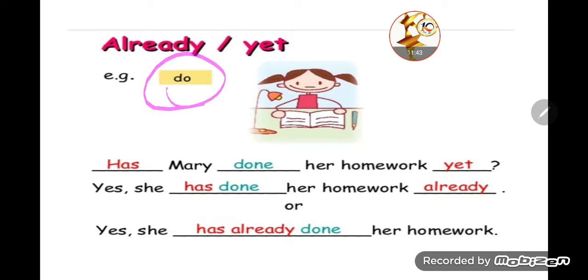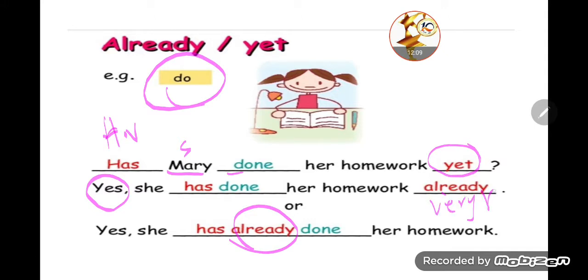Now let's take an example about the verb do by using what, the present perfect simple? Has. This is the helping verb. Mary, subject, done. Has Mary done her homework yet? If my answer is yes, so I would say what? She has done her homework already. Or she has already done her homework. We said it is very rare to use it, and here it is very common to use it. But both of them are correct.